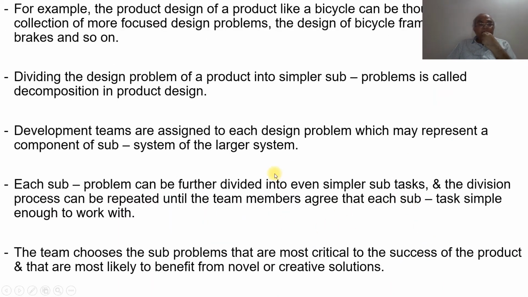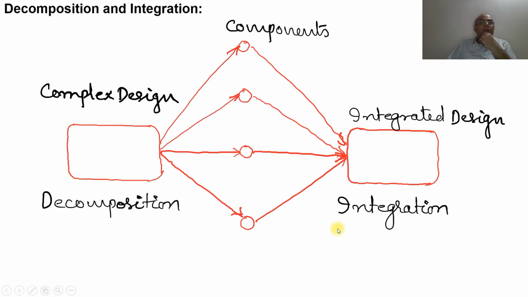Each sub-problem can be further divided into even simpler subtasks, and the division process can be repeated until the team members agree that each subtask is simple enough to work with. The team chooses the sub-problems that are most critical to the success of the product, that are most likely to benefit from novel or creative solutions.